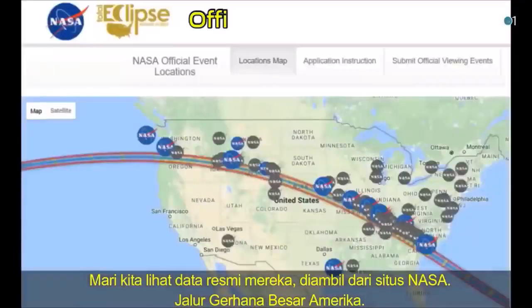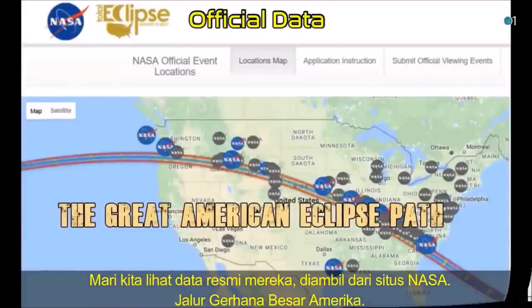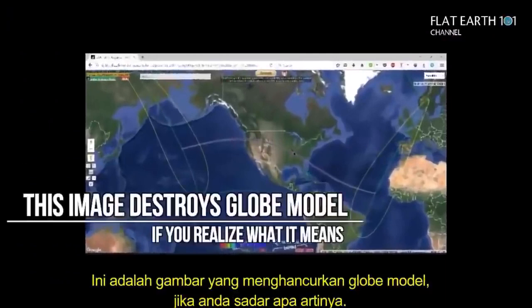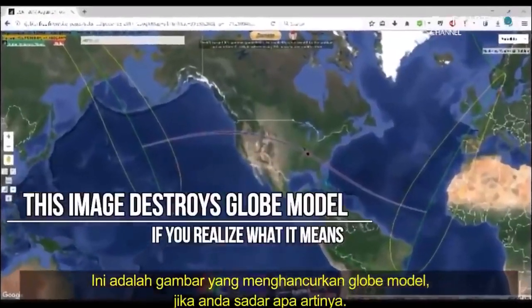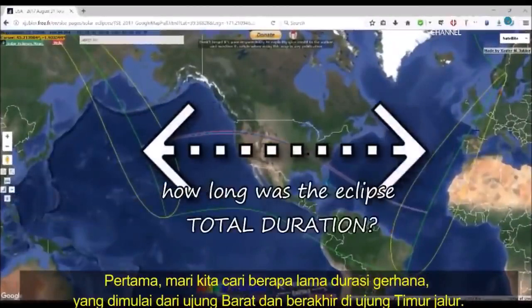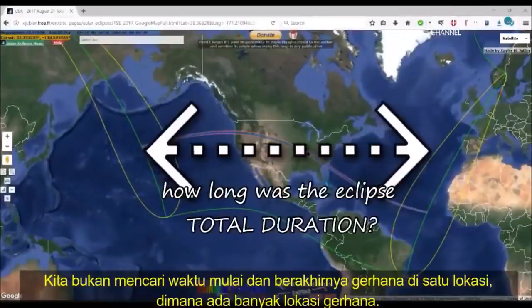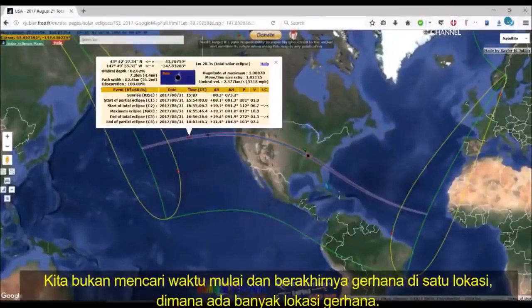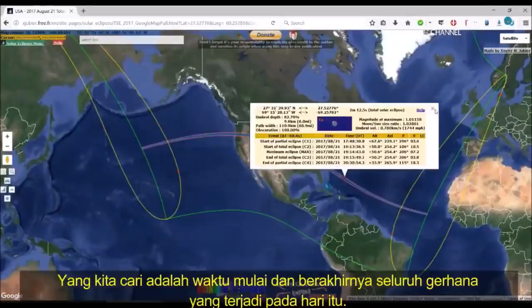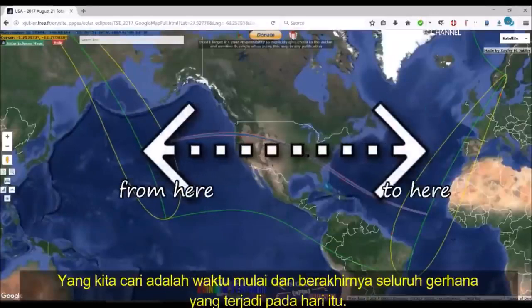Let's take a look at their official data taken from NASA's website, the Great American Eclipse Path. NASA also provides external link for more details. This is a picture that destroys globe model if you understand what it means. First, let's find out the eclipse duration that began at the far west and ended at the far east. We're not looking for eclipse beginning and ending in one location, as there are so many locations. What we're looking at is the beginning and ending of the whole eclipse that happened on that day.